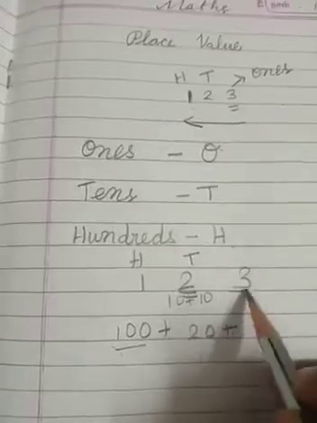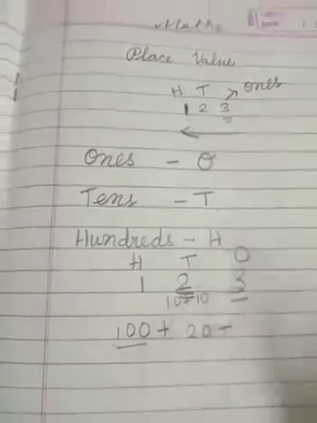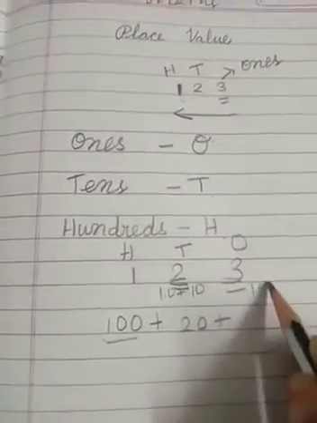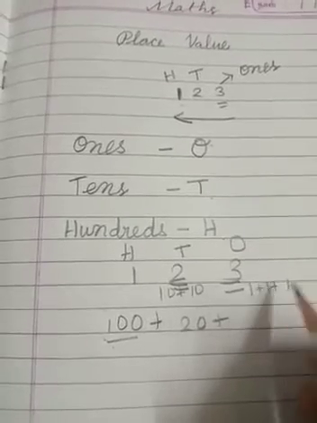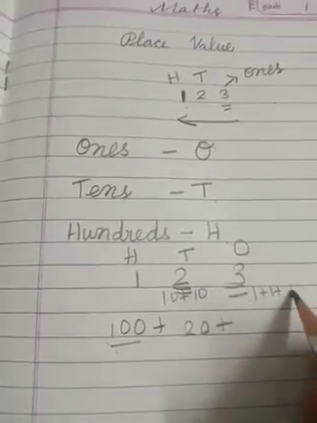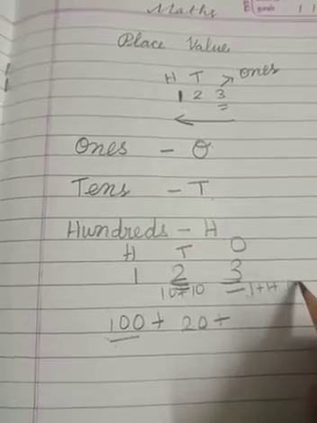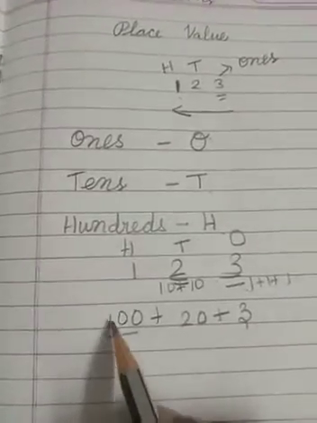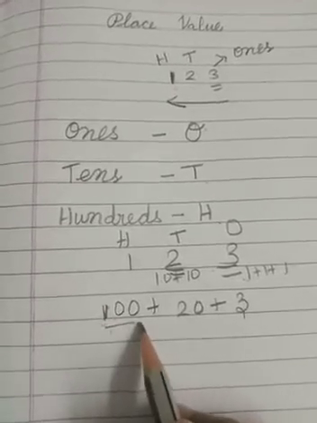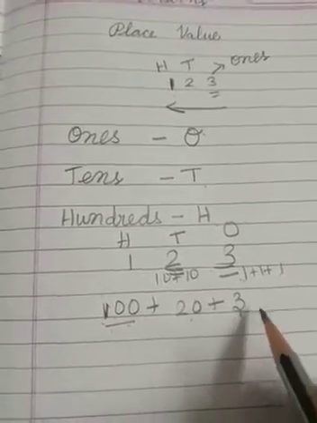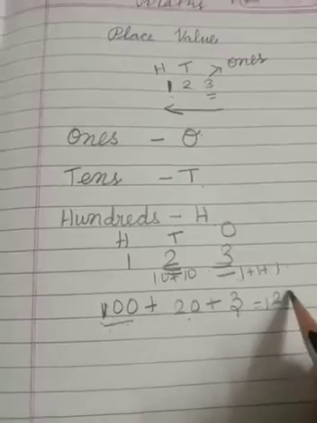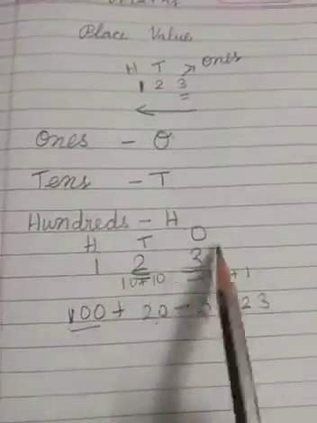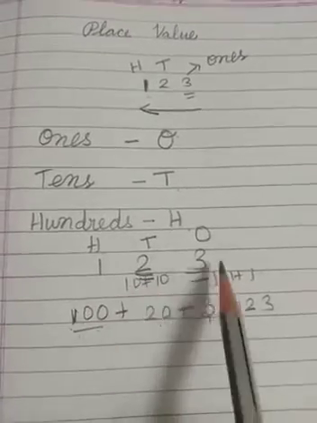Plus how many ones? 3 ones. 1, 2, 3. How many ones? 3 ones. So 100, 20 and 3: 123. Do you understand, students? How to read 1, 2, 3? 123.